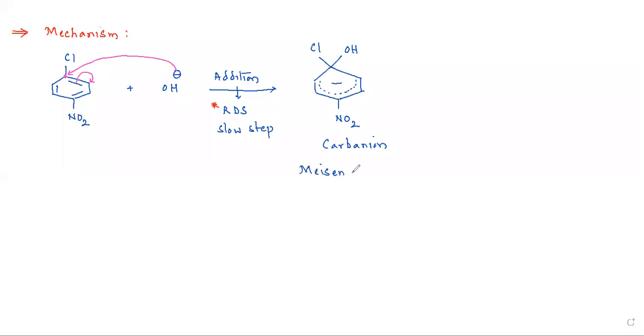It is of course called Meisenheimer complex or Meisenheimer intermediate. Very important. Now this carbanion of course is stabilized by this electron withdrawing group.